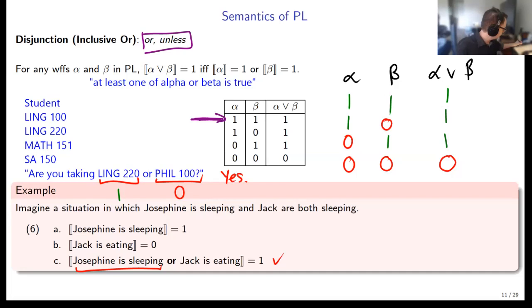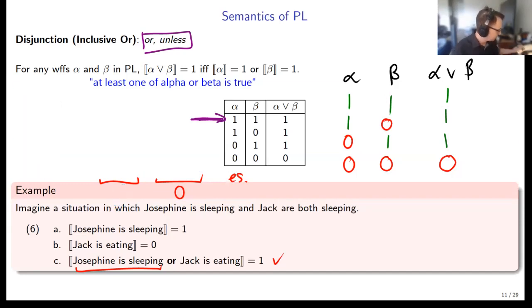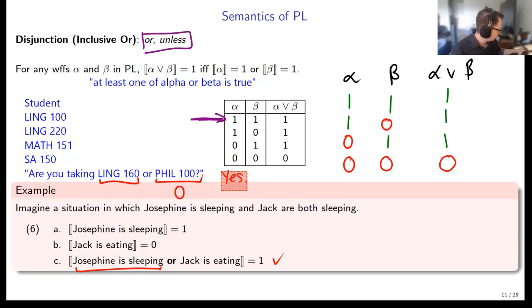If we asked, just for the sake of completion, are you taking LING 160 or Fill 100? In this case, they're taking neither. So then they would say no, because they're not taking either of those. Okay. You might ask, hold on a second, how is unless inclusive or?